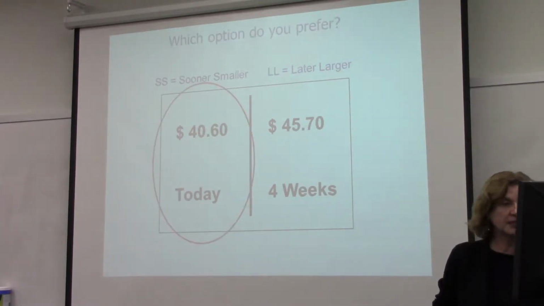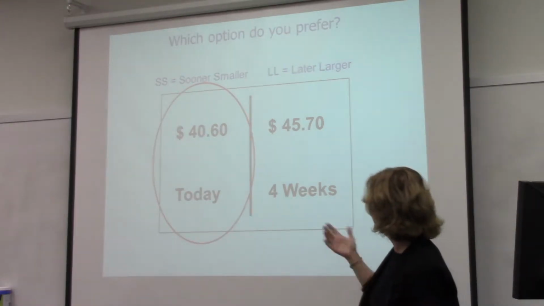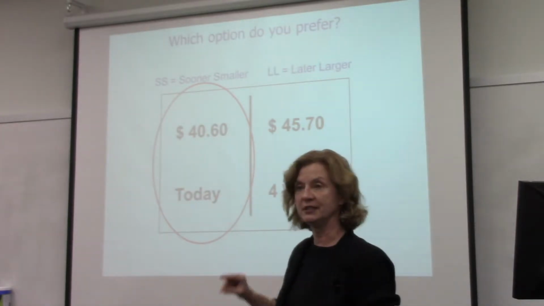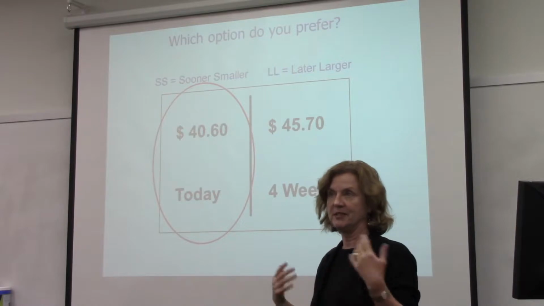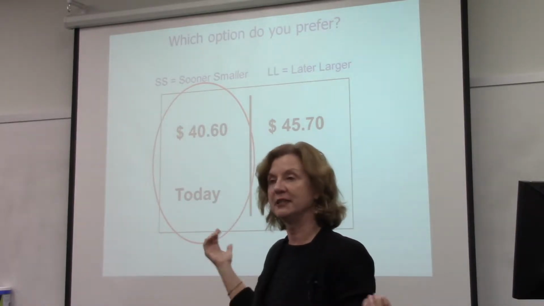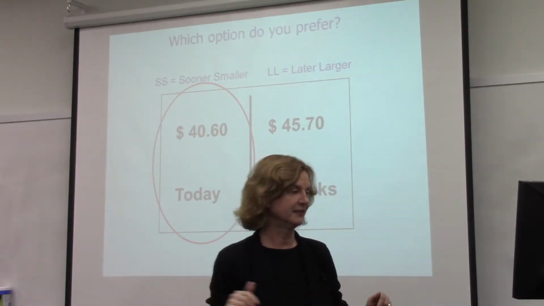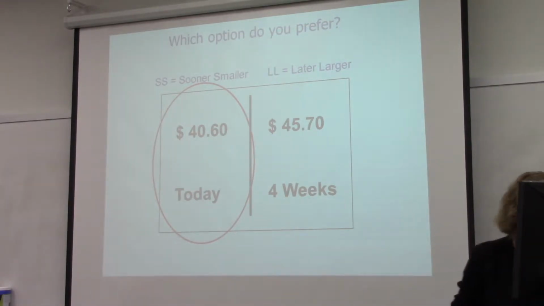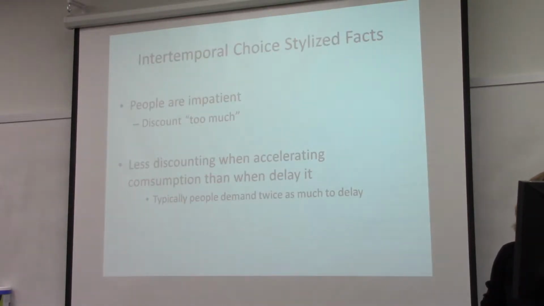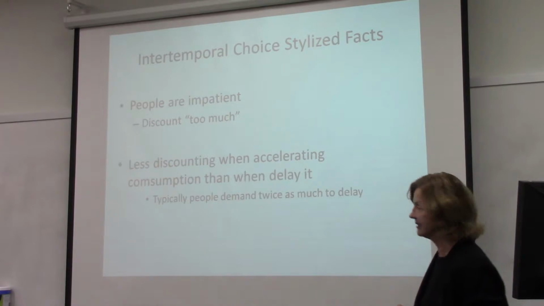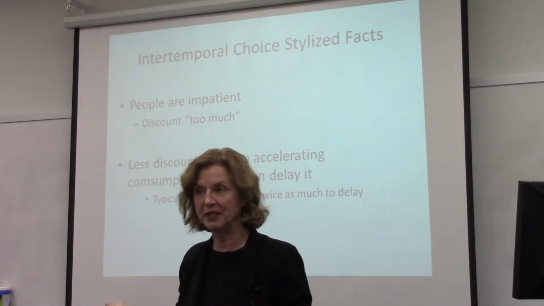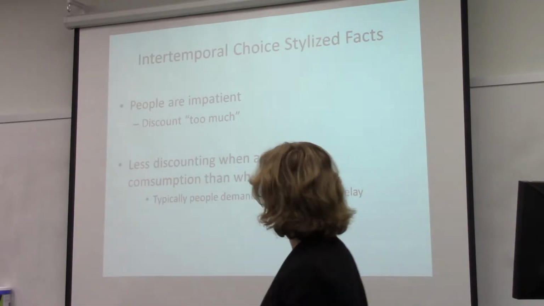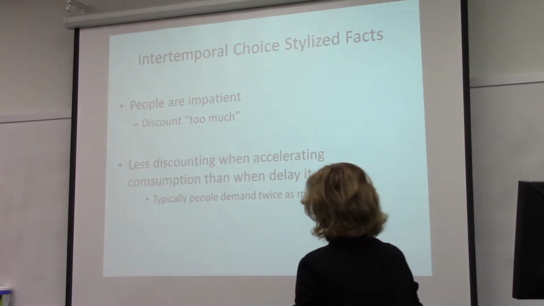It turns out that most of the time for these kinds of choices, people go with the immediate rewards, the sooner smaller reward. The discount rate, which is basically the interest rate that we're foregoing, is pretty high for these kinds of situations. It's much higher than economic discount rates, economic interest rates. So here are some stylized facts. First of all, the one I already alluded to, people are very impatient. We discount too much, again, compared to these economic rates, what banks are willing to pay us.